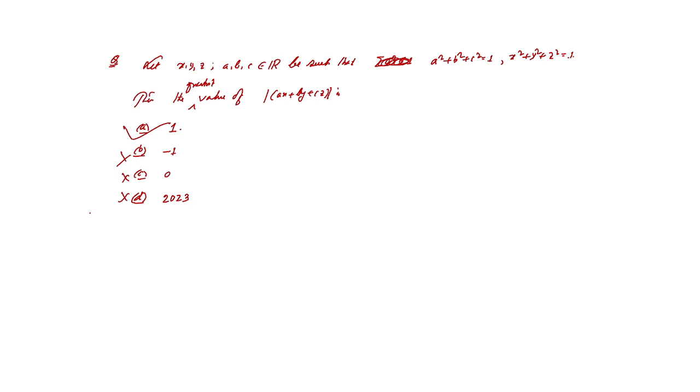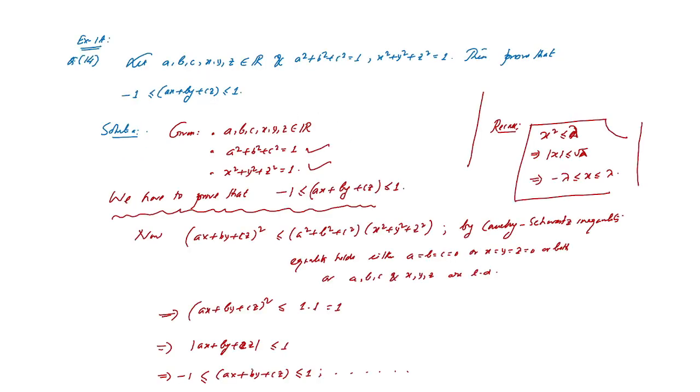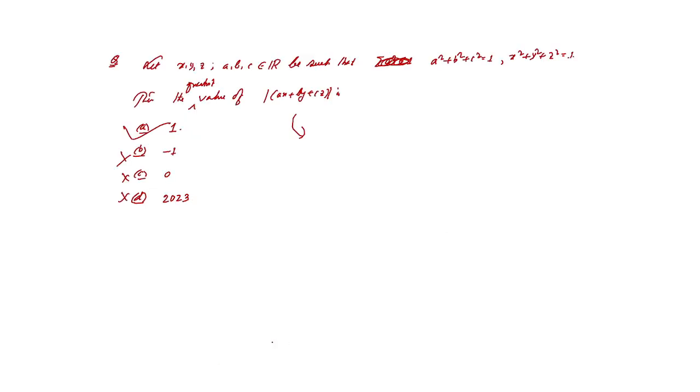All other options are false, because we observed in the previous problem that this modulus value is less than or equal to 1 under this condition. We just recall the previous result: the modulus of ax plus by plus cz is less than or equal to 1, where a, b, c, x, y, z are all real numbers and a square plus b square plus c square equals 1 equals x square plus y square plus z square.